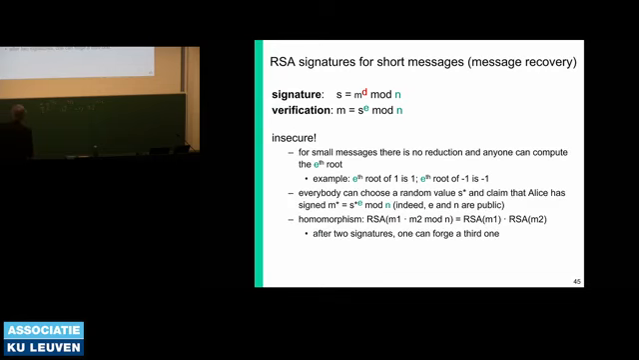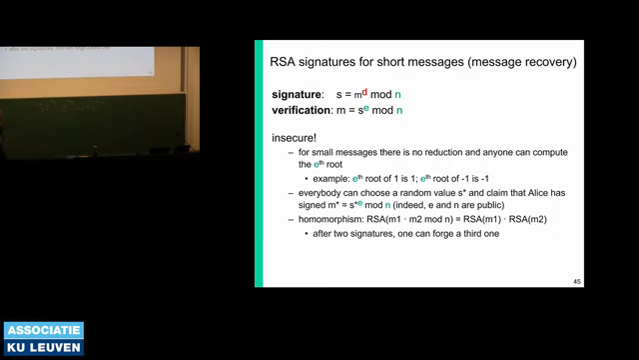Now, there are problems with this. First, the eth root of 1 is 1, and the eth root of -1 is -1, so people use exponent 3 all the time. So the third root of 1 is 1, because 1 to the third is 1. So you have to make sure that, again, your message is random. It's mapped to a random element between 0 and n-1.